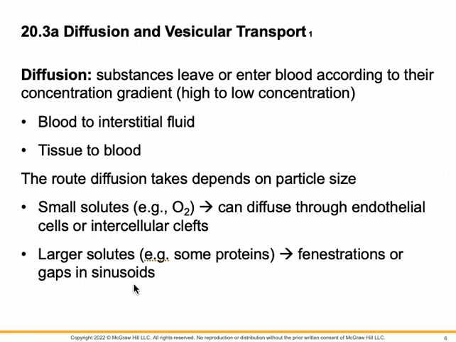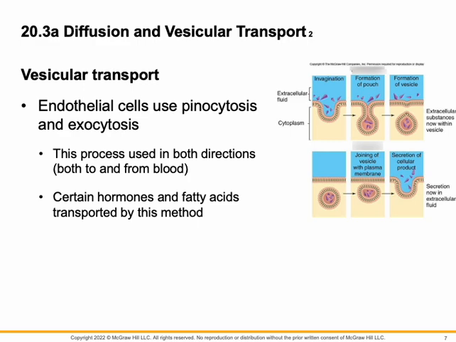Other things, so larger solutes, so think maybe proteins or amino acids or fatty acids, these may have to move through gaps in our capillaries, right? So when we talked about the anatomy of different types of capillaries, there's fenestrated capillaries, sinusoidal capillaries, and continuous capillaries. The openings in those capillaries, in the basement membrane and in the endothelial cells, are also going to influence the movement of solutes into and out of the capillaries, right?